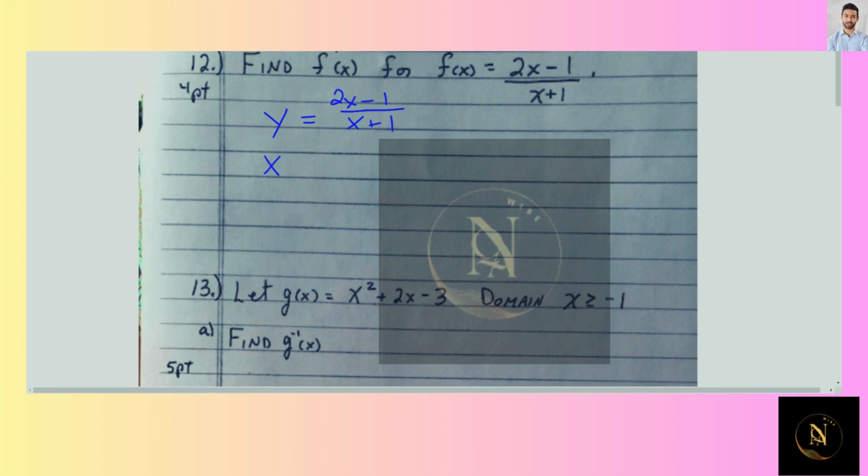To find an inverse function, think of f of x as y, and then interchange the x and y so that you have x equals (2y minus 1) over (y plus 1). And then you solve for y.